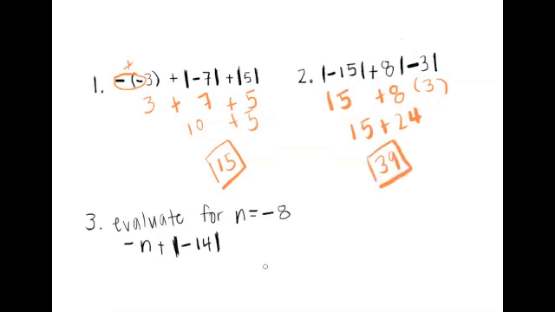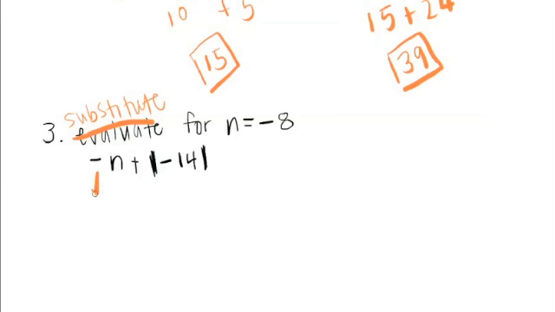Last thing here, evaluate for n equals negative 8. Remember that evaluate just means substitute. So you're just going to drop down that negative and remember to replace that n with a negative 8. I'm actually going to leave the rest of the problem up to you to finish out so that you can practice. And then, of course, at the end of the video, you'll be able to see what the final answer of this is. So just keep watching or pause it.